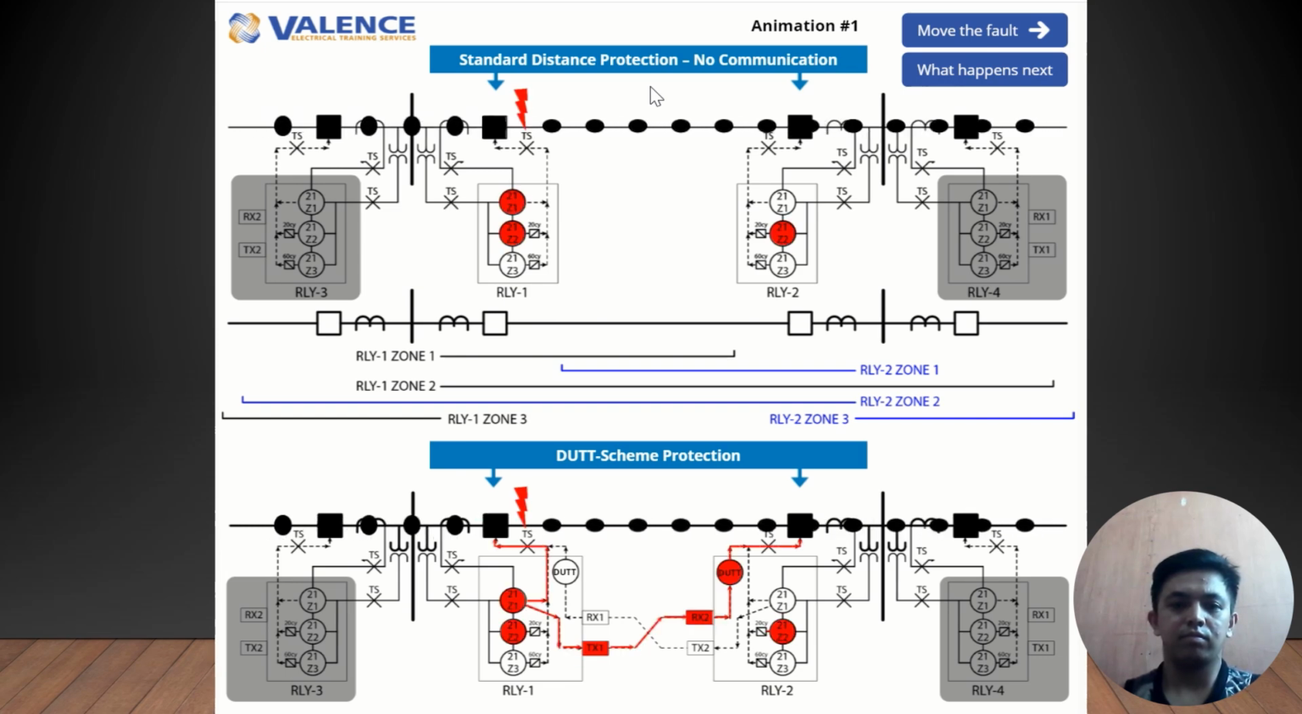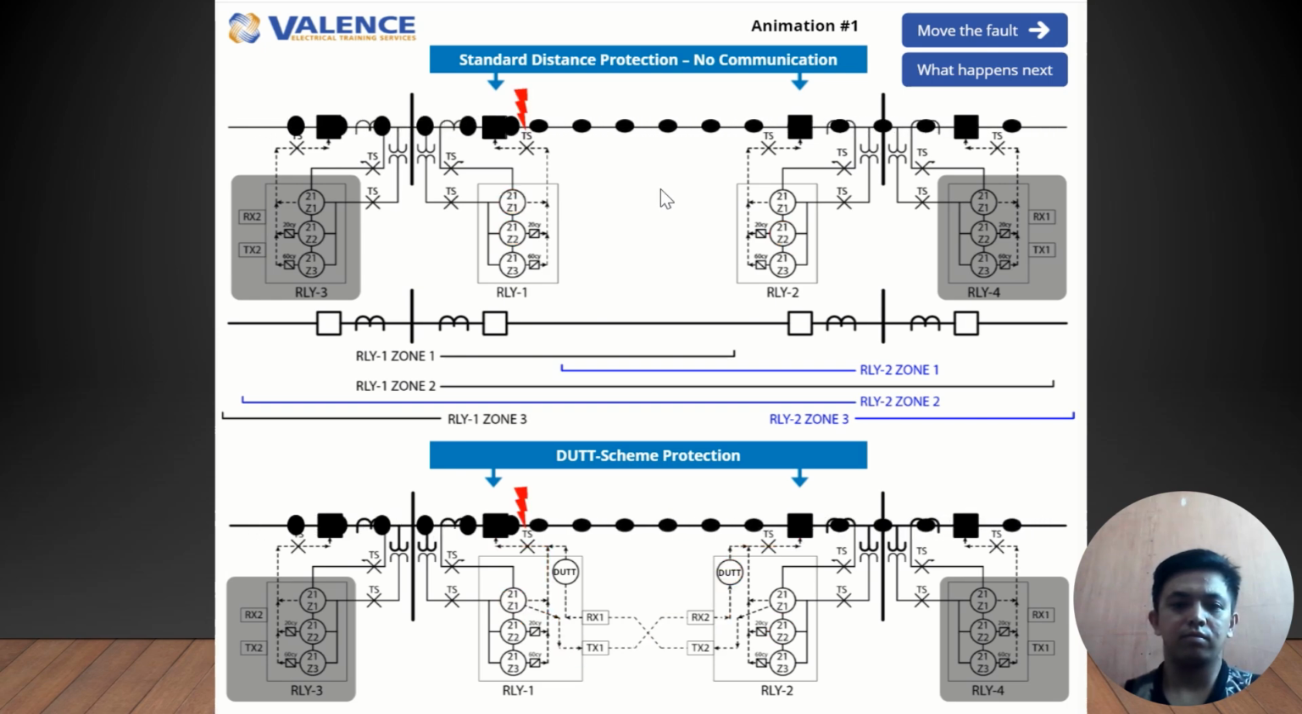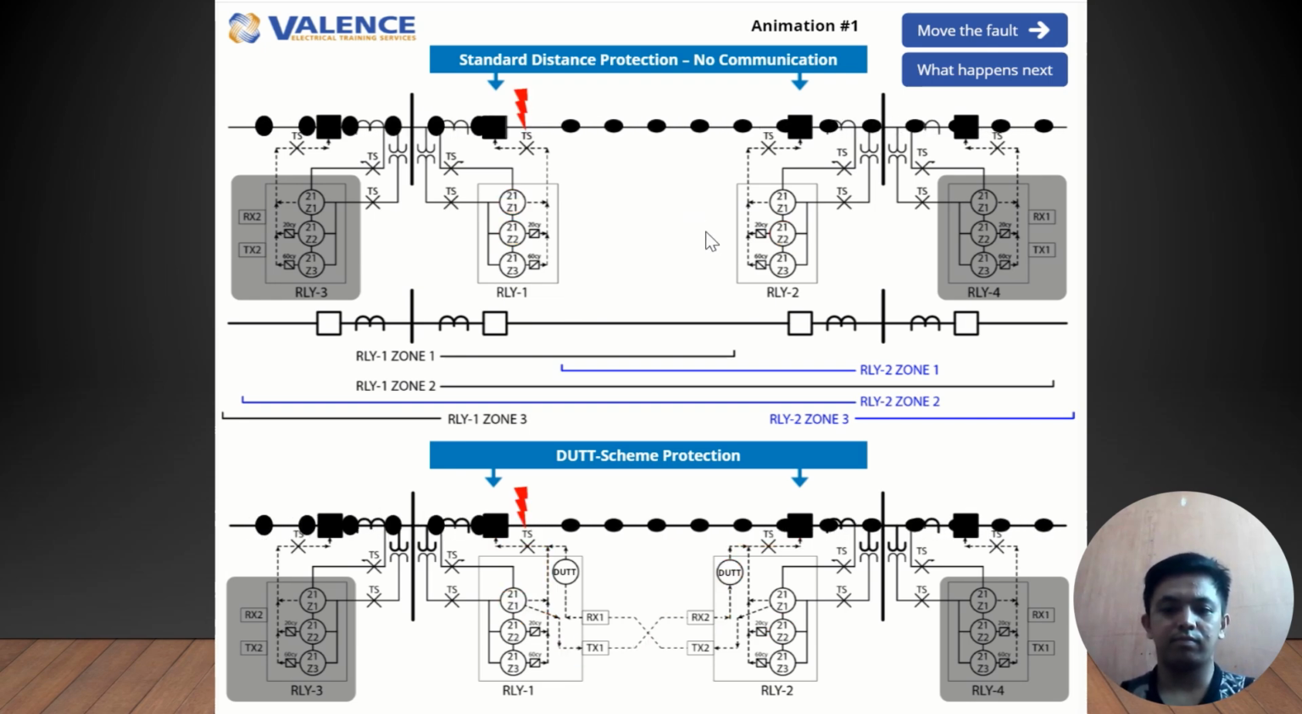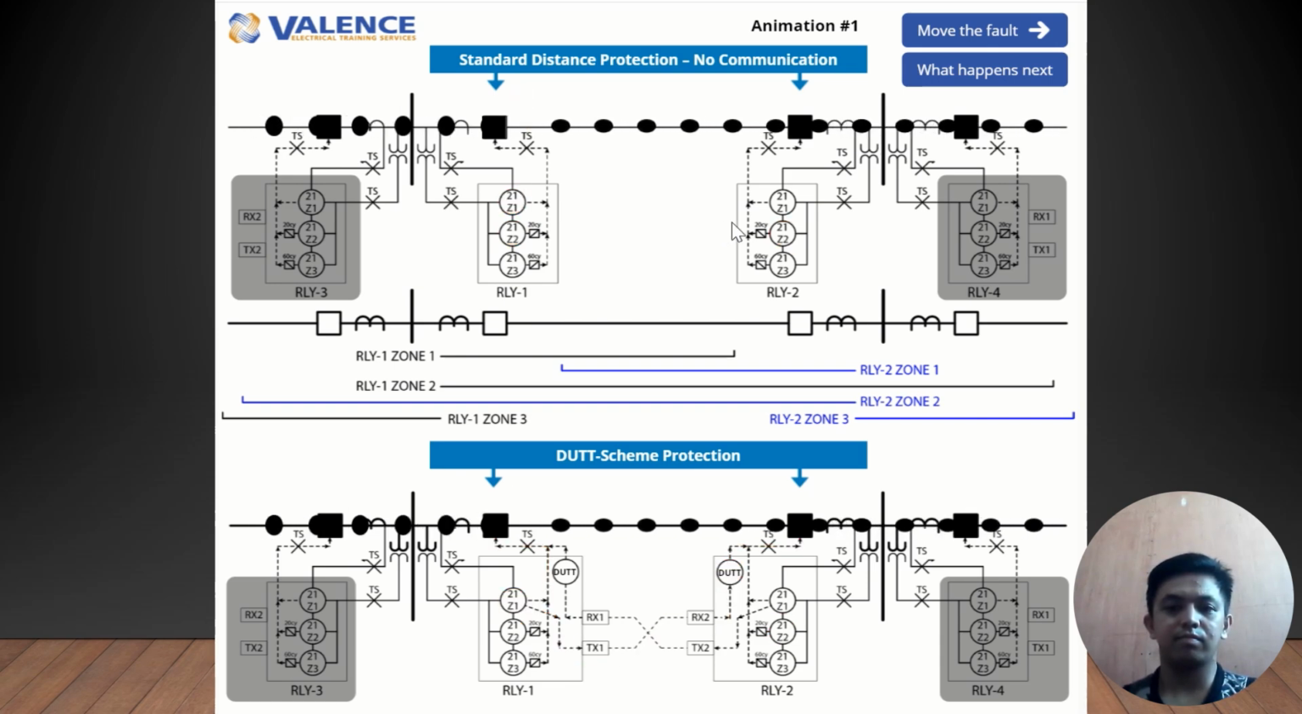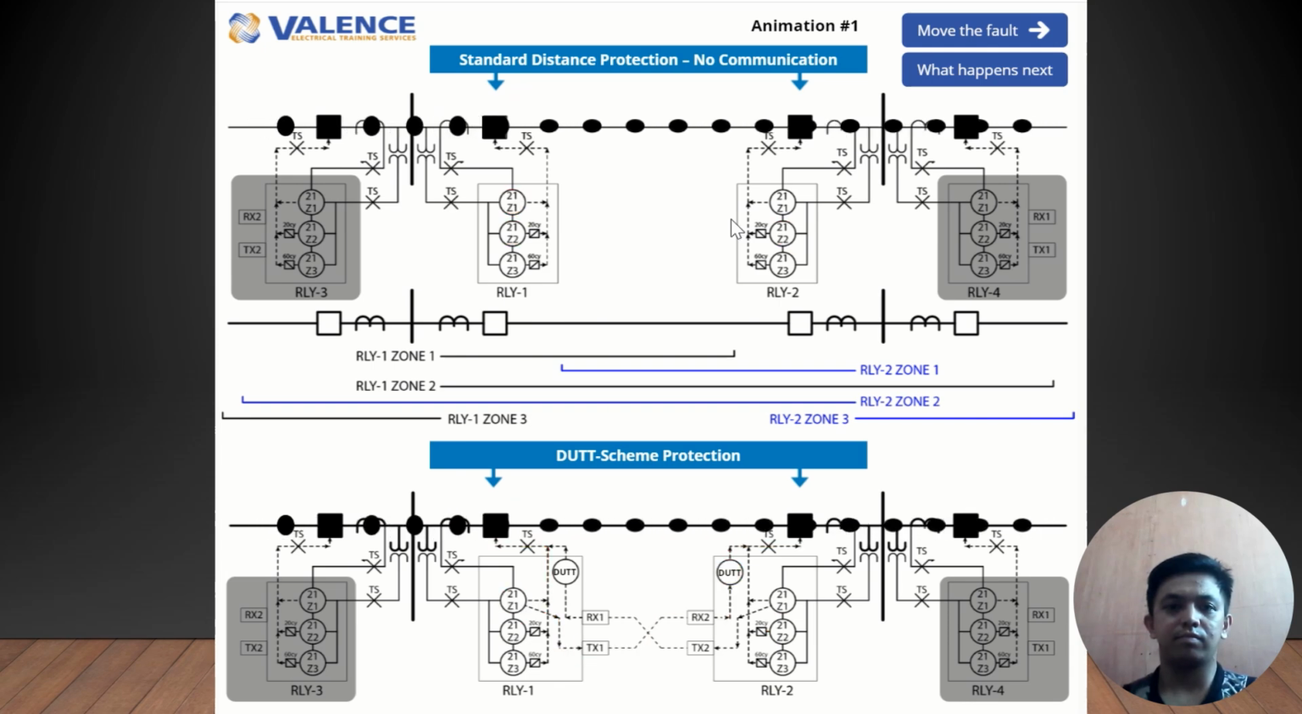But if you look at the DUTT scheme, zone 1 still trips the relay 1 breaker immediately, but it also sends a command to the other side telling it to open as fast as it can, which is typically under 3 cycles, depending on communication delays. So the DUTT scheme has saved us 17 cycles.